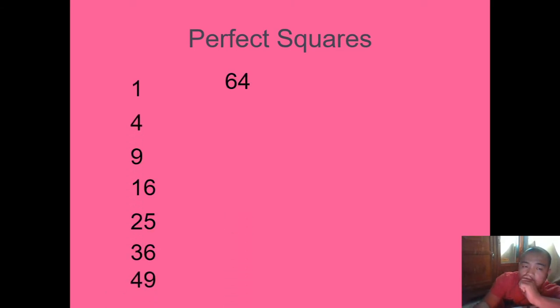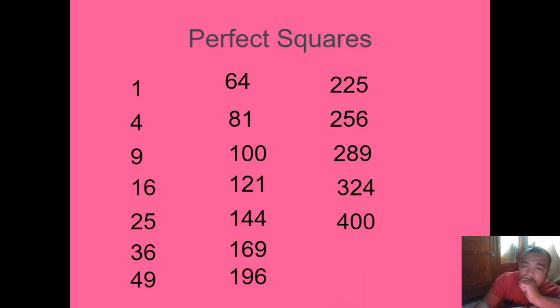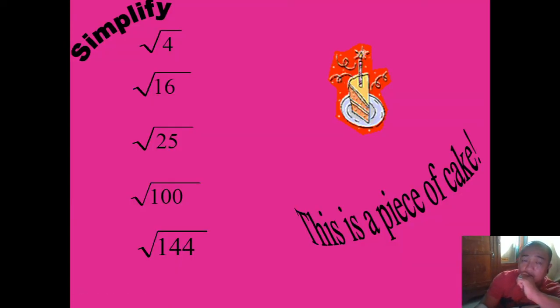So these are examples of perfect squares. When we square the numbers from 1 to 25, 25 times 25 is 625. So these numbers are what we call perfect squares. Now let us simplify. This is just a piece of cake.